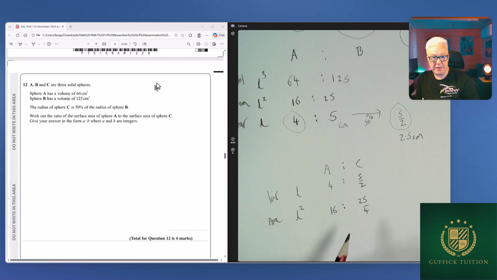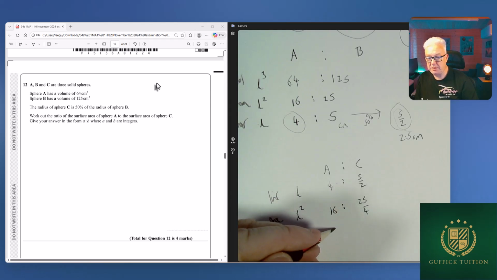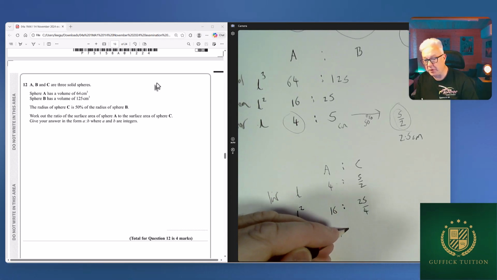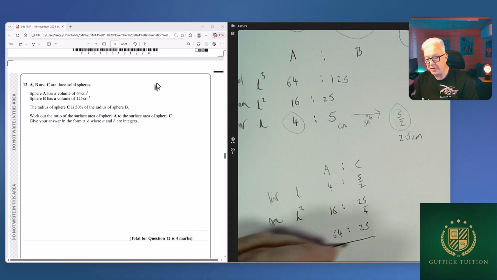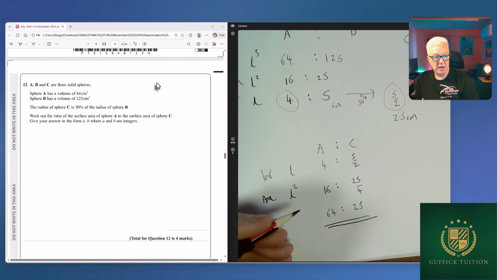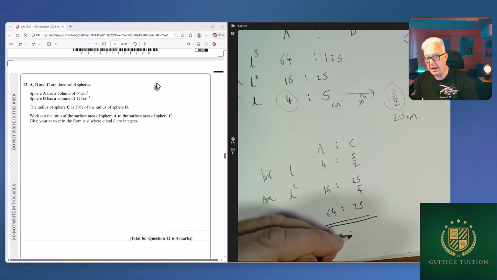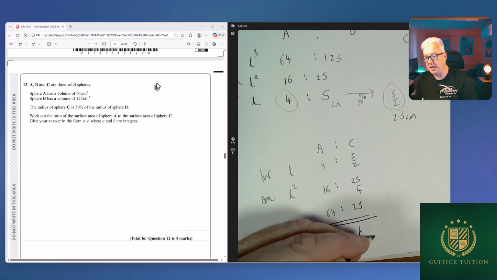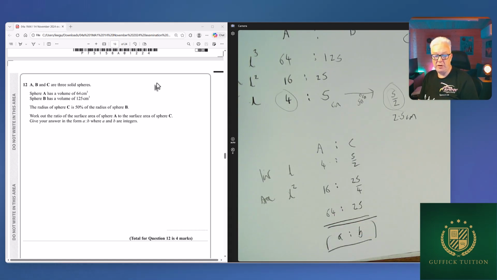And just to make it so there are no fractions, because it says give A and B as integers, if I times both sides by 4, 4 times 16 is 64, and 25 over 4 times 4 is 25. So that's our answer. Give your answer in the form of the ratio A to B, where A and B are integers. So the ratio of the surface areas of A to C is 64 to 25.